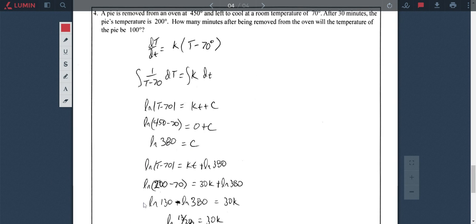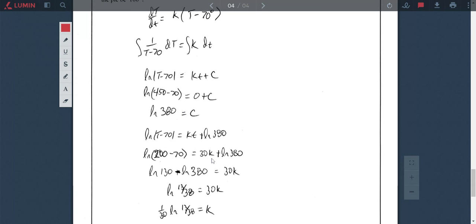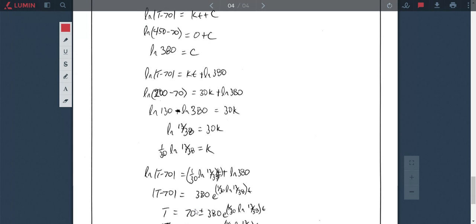Now we want to plug 200 in, and we plug in 30. Now notice this time the problem is asking for minutes and they gave me minutes, so that means I don't have to change anything. I can go ahead and plug 30 in. So I plug in 30, I plug in 200, 200 minus 70 gives me 130. I subtract the 380 over, combine those logs, we end up with a natural log of 13 over 38, and then I divide by 30, there's my K.